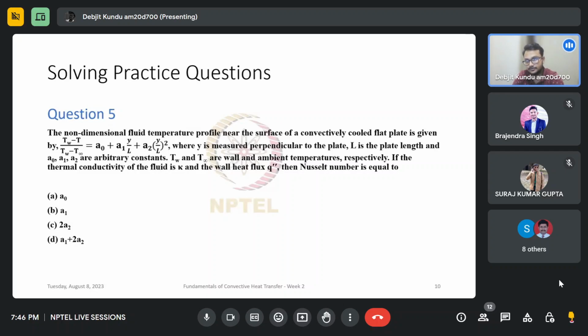Is it A0? Option A. Option B, A1. Option C, 2A2. Or is it option D, A1 plus 2A2? No need to rush. Try to understand the question after reading it carefully and then try to figure out the correct solution. If there is any part of the question which is not clear, feel free to ask.